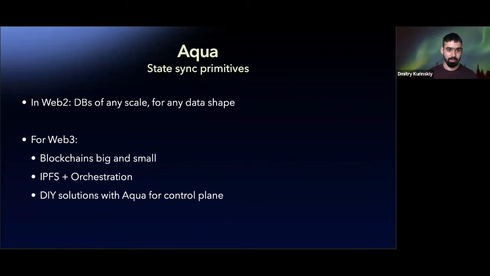Next, about the state synchronization. In Web2, we have databases of any scale or any data shape, like we have anything. For Web3, it's much harder, but we have blockchains, big and small, of various shapes and different algorithms. And with Aqua and Fluence, you can proxy requests to blockchains. You can delegate state synchronization to blockchain if you want to.